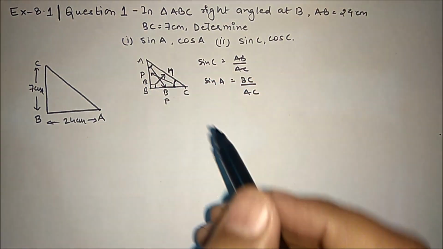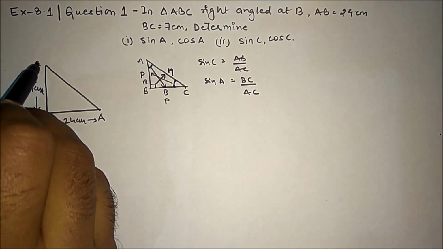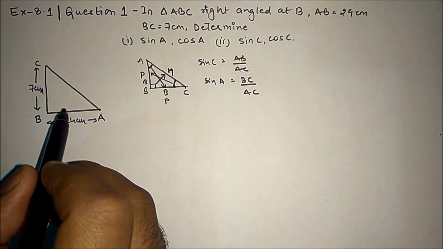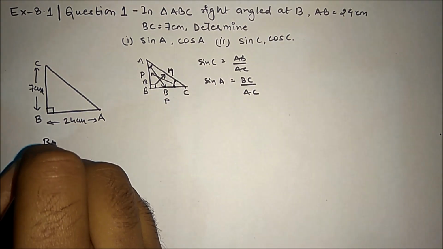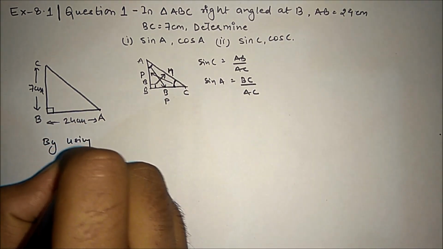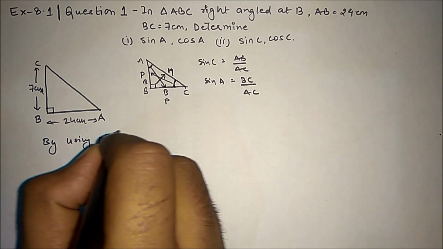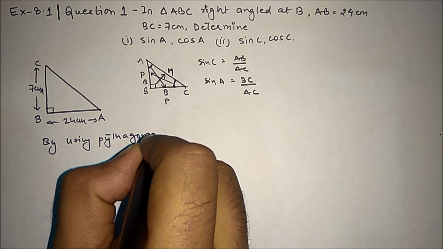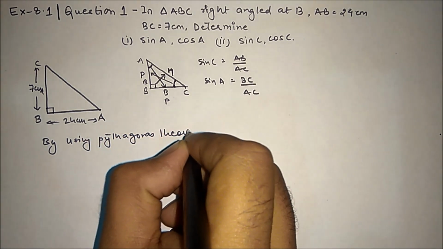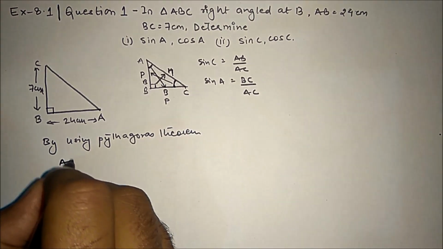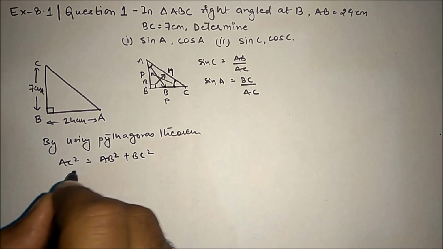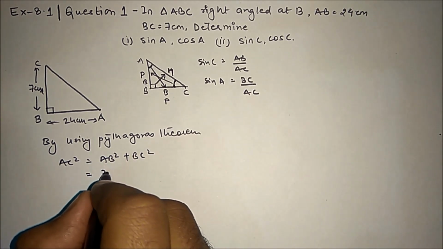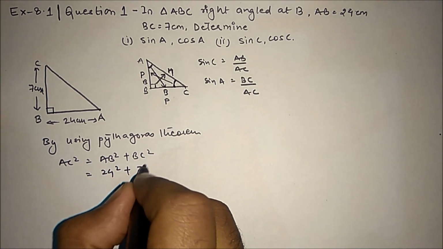So now let us see this question. By Pythagoras theorem, we need to find the value for AC. Okay. This is 90 degree. By using Pythagoras theorem, that is AC square is equal to AB square plus BC square. So AB is 24 square, BC is 7 square.